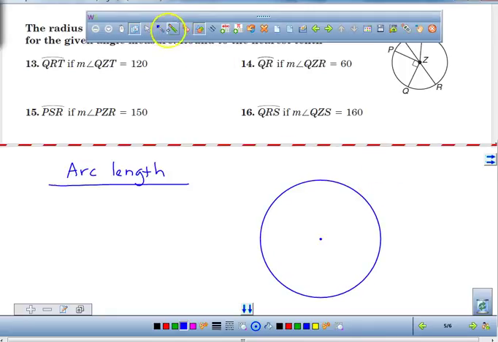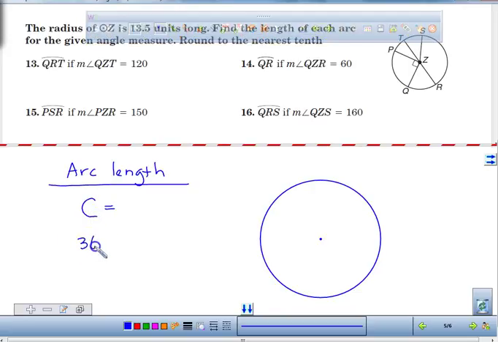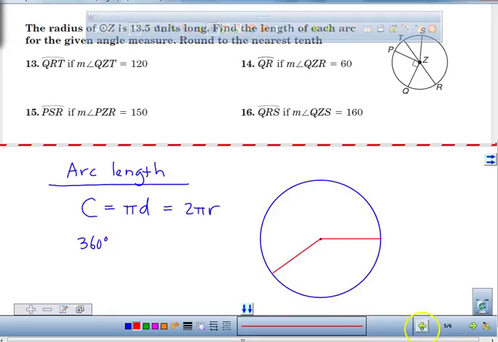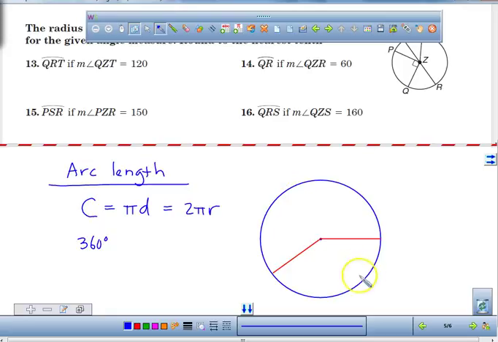So if we have a circle, okay? The arc length of a whole circle is called its circumference. So 360 degrees around the circle is referred to as its circumference, its distance around the circle, which is pi times d, or 2 times pi times r. Okay? But what if I didn't go all the way around? What if I just went partially around, like that? Okay.